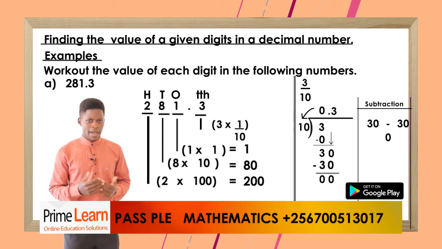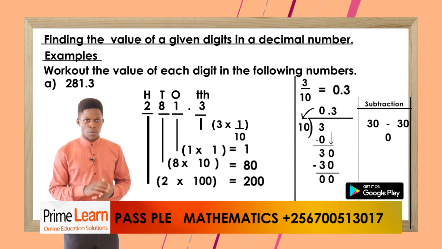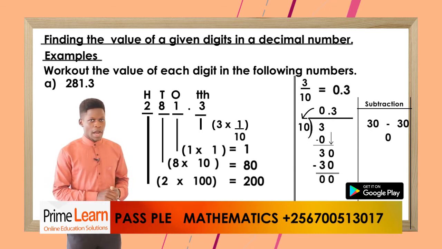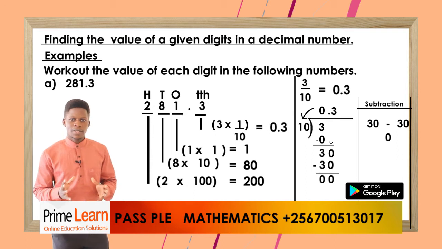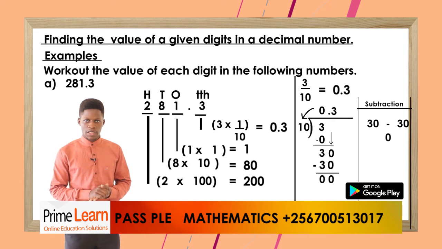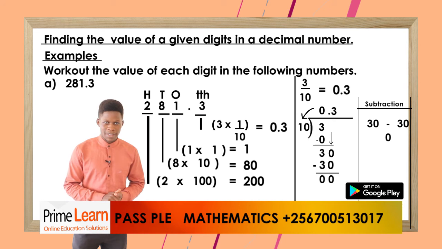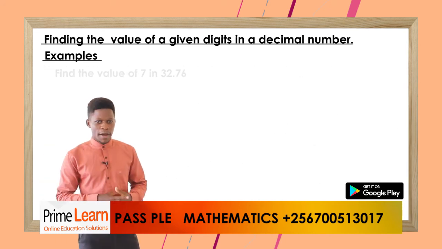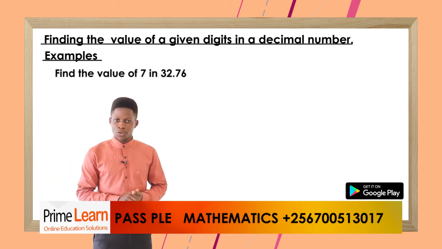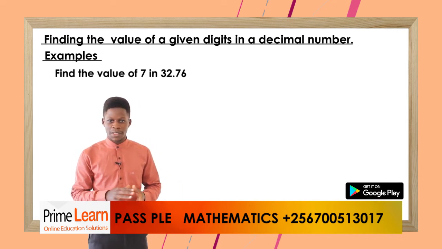Is there any other digit which we can divide? It's not there. And that means our final answer is 0.3. So we bring that 0.3 and write it here. That means it is even the value of 3 in 281.3. Now let's go on our next example. It reads, find the value of 7 in 32.76. Find the value of 7 in 32.76.